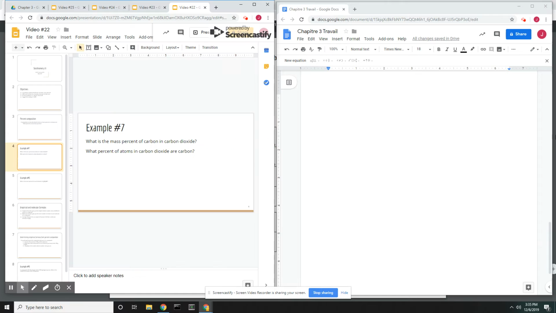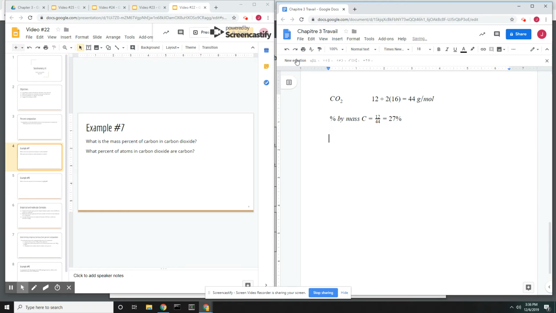This one should be pretty straightforward. Carbon dioxide has a formula of CO2 and a molar mass of 44 grams per mole. For the mass percent of carbon, 12 of those 44 grams are coming from carbon. The overall is 44. That is 27%. This isn't a sig fig problem. I could have rounded that differently if I wanted to.